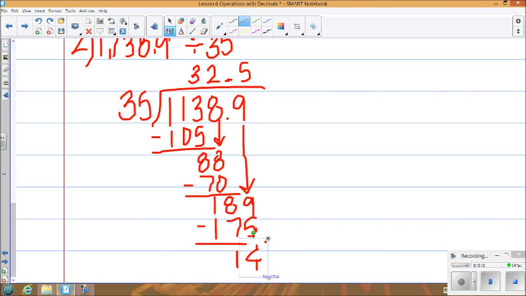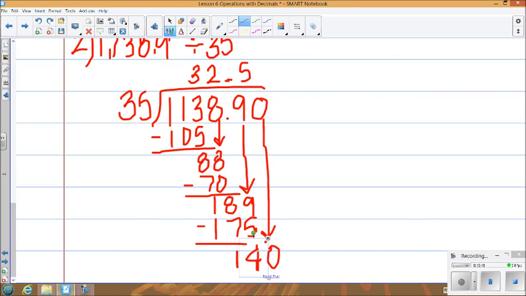So right now it looks like we have a remainder of 14. But what we can do is keep going and see if we're eventually able to get this to work out with decimal places. You can always do this where you add an additional 0. I could add as many zeros as I want and keep going. So I'm just going to add a 0 at the end there, and that allows me to carry down a 0. So now I can say, well, how many times does 35 go into 140?